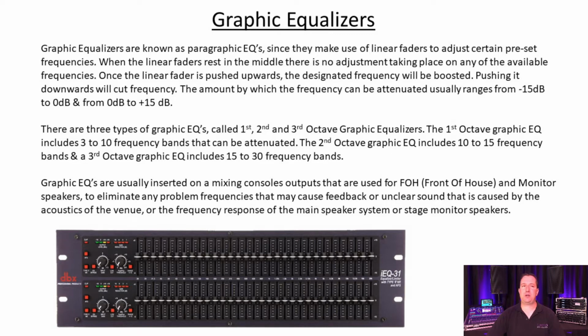Graphic EQs are usually inserted on a mixing console's outputs that are used for FOH, or front of house, and monitor speakers to eliminate any problem frequencies that may cause feedback or unclear sound that is caused by the acoustics of the venue or the frequency response of the main speaker system or stage monitor speakers. Below is an example of a third octave graphic EQ, the DBX IEQ31.